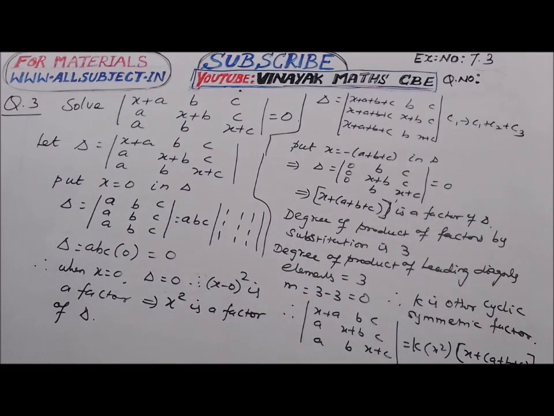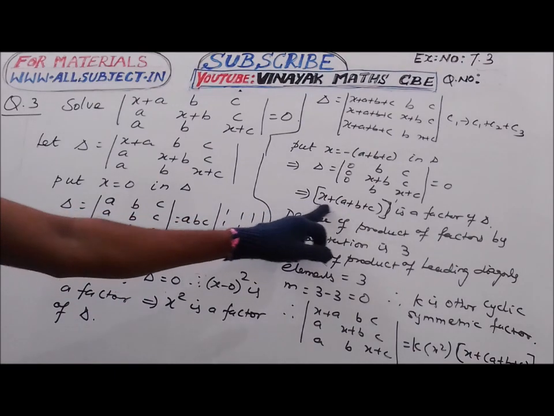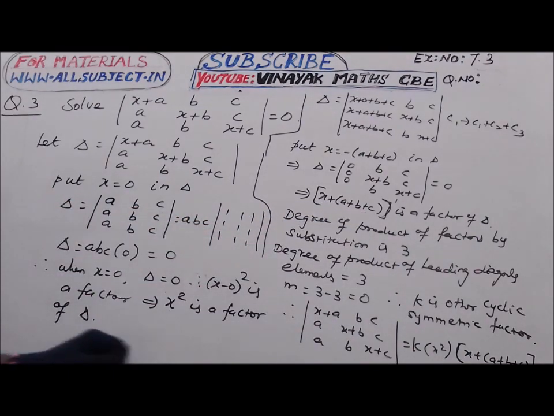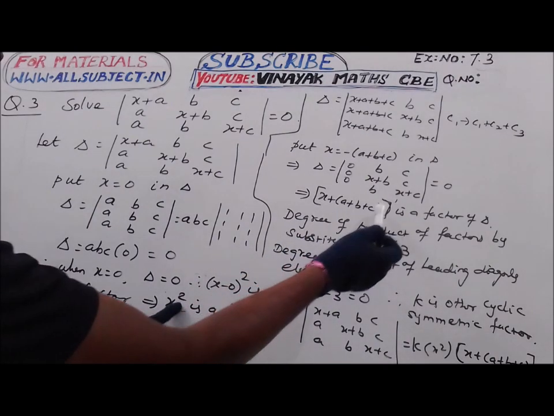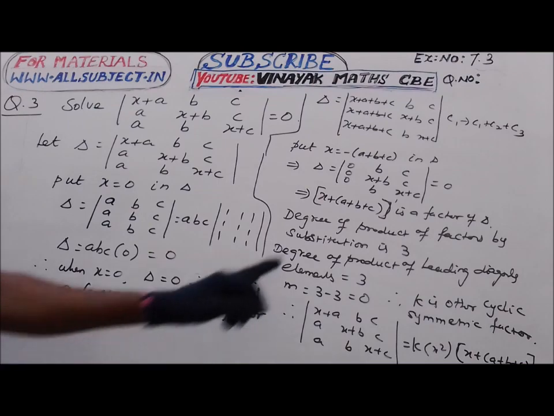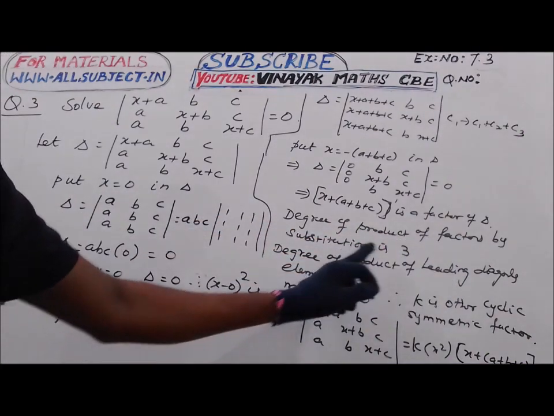Now by substitution we have found two factors: one is x plus a plus b plus c, another one is x square. And then the degree of the product of these two factors by substitution is: here x square power 2, here power 1, so totally we have 3. So the degree of the product of the factors by substitution is 3.